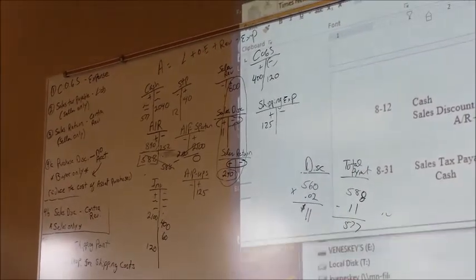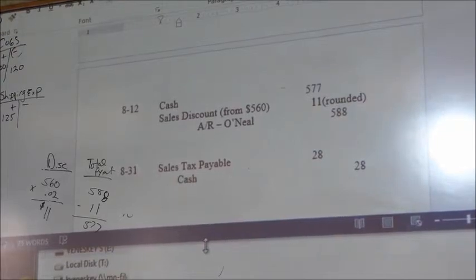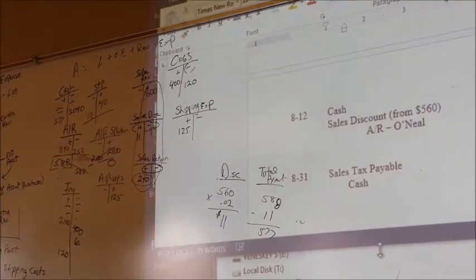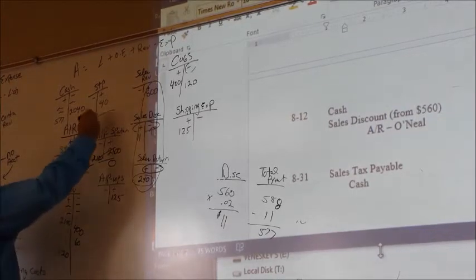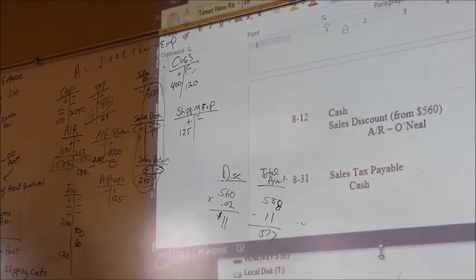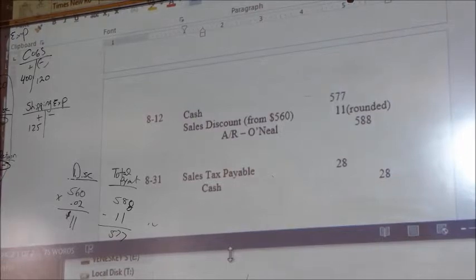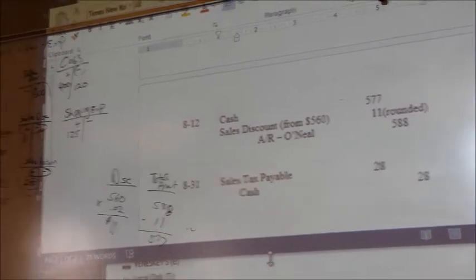Now we're out of time. I'm just going to show you the last one. Note it says we remitted the sales tax. That means you paid it. We owed, based on my T accounts here, $28. Well, I paid it, so I no longer owe $28, and I take it out of my cash.